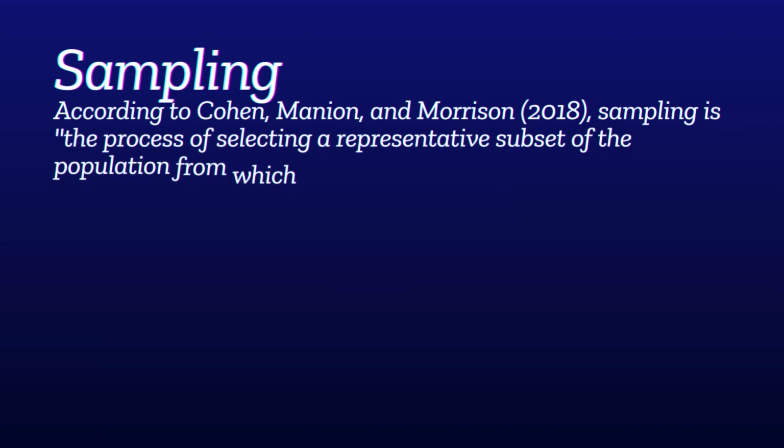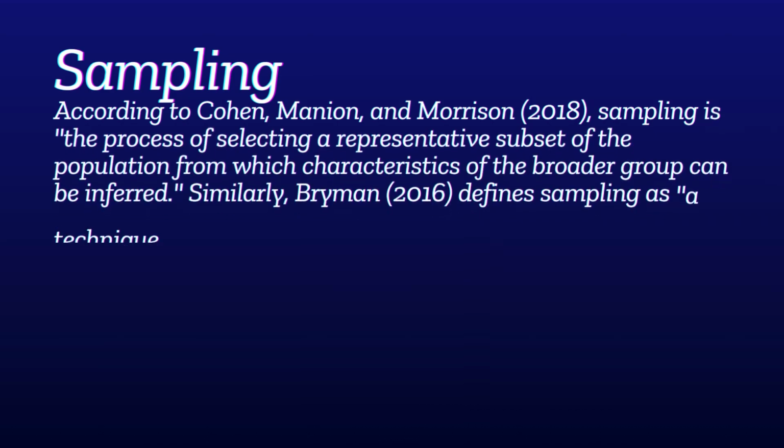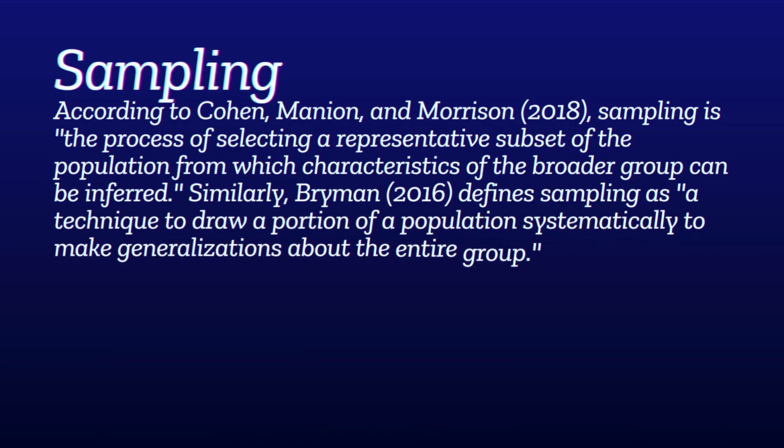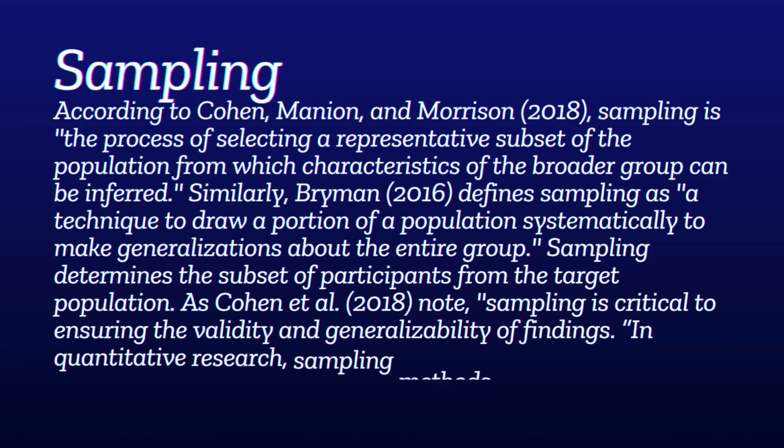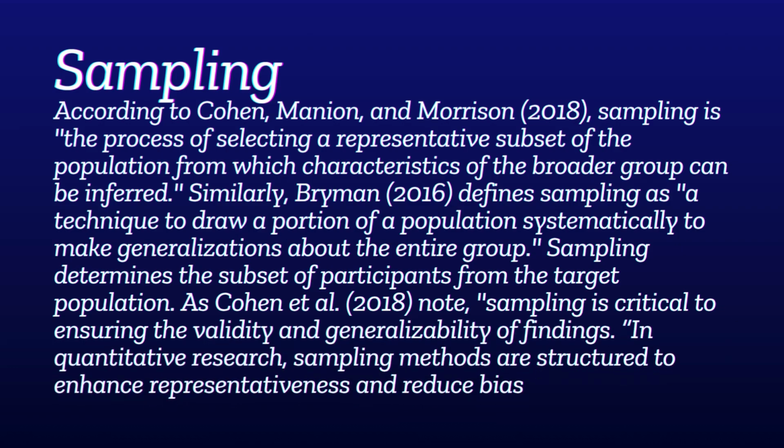Sampling. According to Cohen, Manion, and Morrison, 2018, sampling is the process of selecting a representative subset of the population from which characteristics of the broader group can be inferred. Similarly, Bryman, 2016, defines sampling as a technique to draw a portion of a population systematically to make generalizations about the entire group. Sampling determines the subset of participants from the target population. As Cohen et al., 2018, note, sampling is critical to ensuring the validity and generalizability of findings.